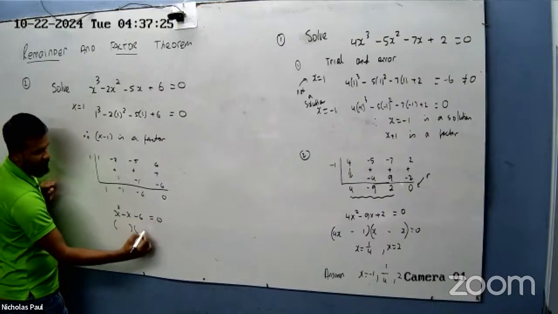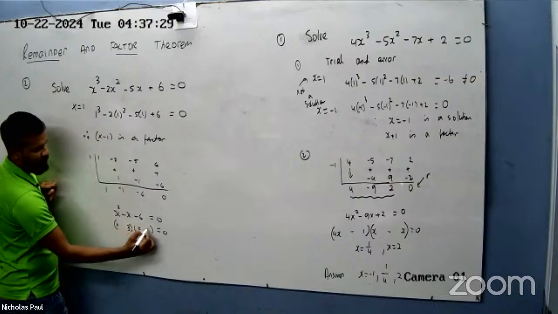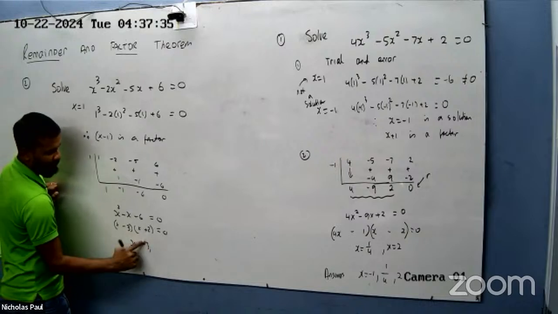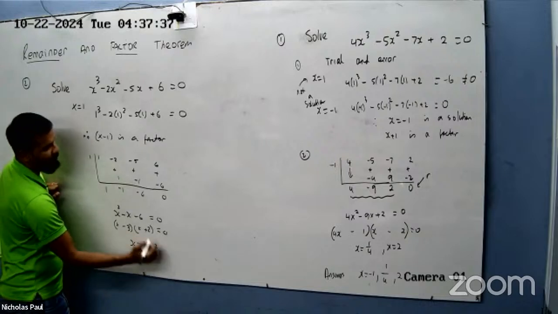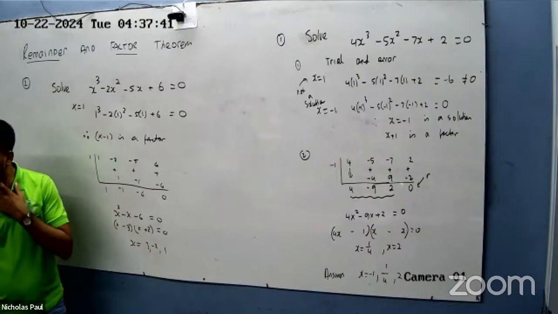You use the little factorization skills. X, 3, 2. This is minus, so this is minus and plus. So again, minus 3. Again, plus 3, minus 2 and 1. Those are your answers. Okay.